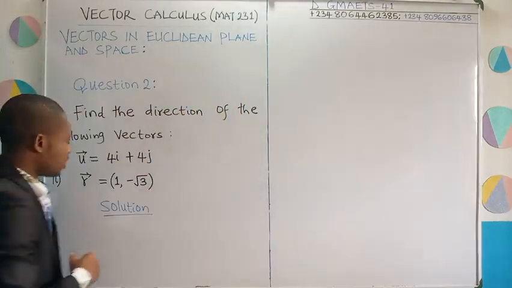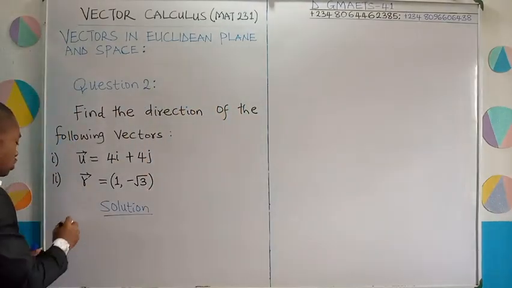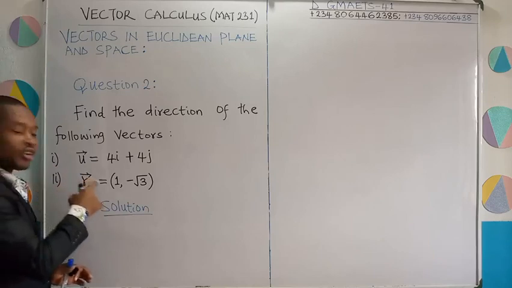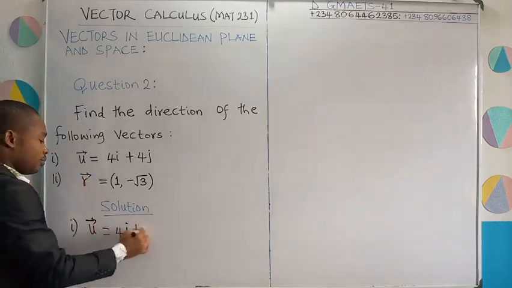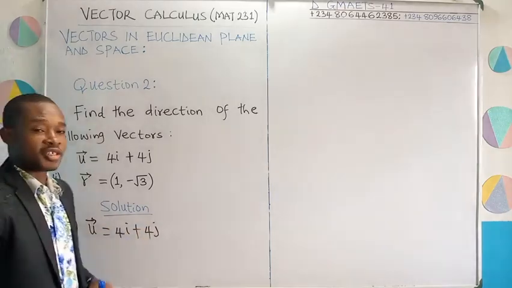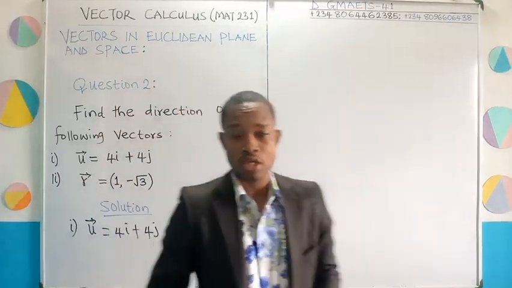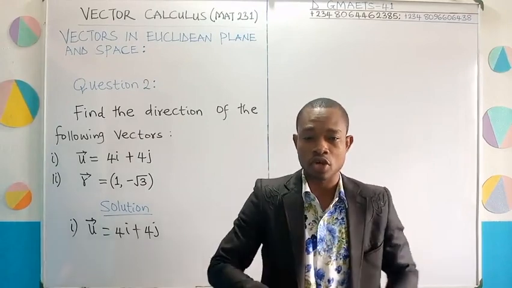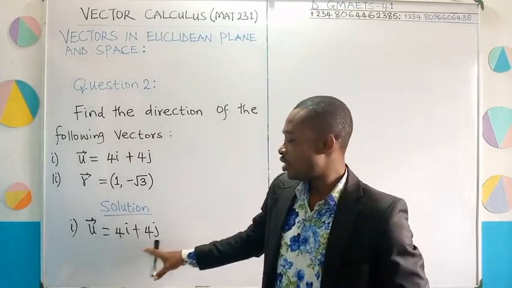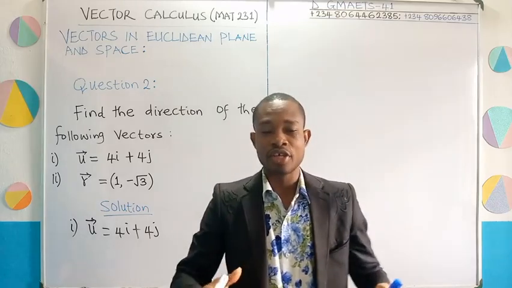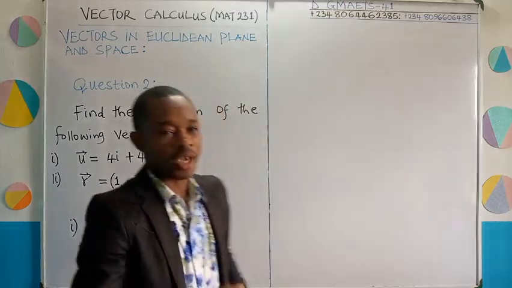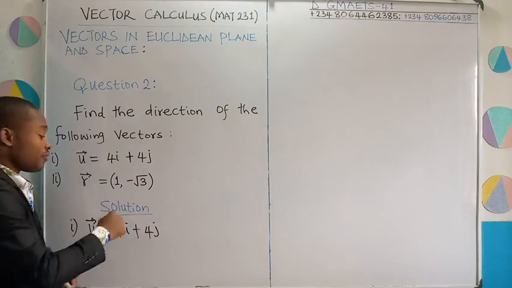Alright, so back to this. The first part of the question, the position vector given to us u is equal to 4i plus 4j. This is the same as 4, 4 if you're writing it in scalar component form. Now, this is clearly a two-dimensional vector, a vector in the Euclidean plane. And how do we obtain the direction of such a vector?